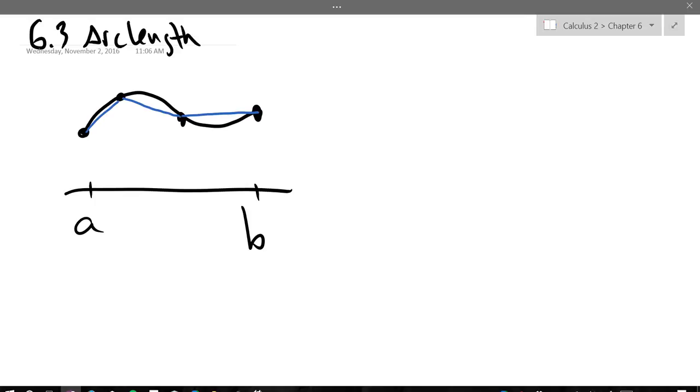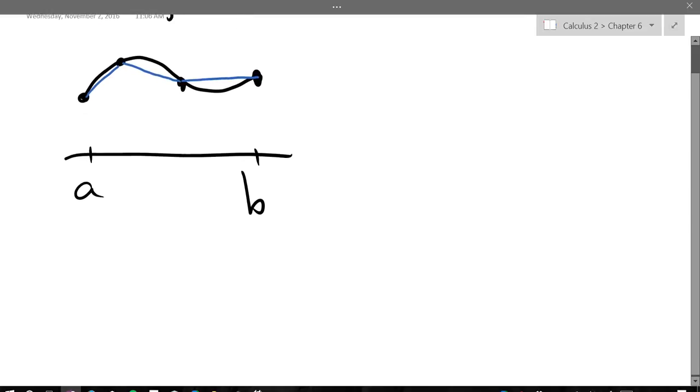If I did probably 10 line segments, it would be pretty close. I think with this resolution, it would probably look almost exactly the same. If I did 100 line segments, that would probably be good enough for building a bridge or something like that. So we're just going to say there's three at the beginning, keep things easy.